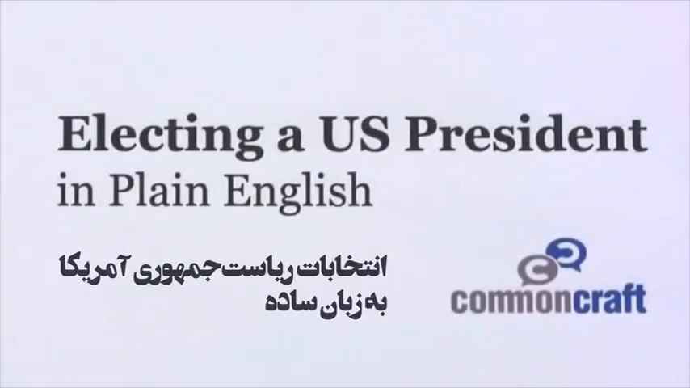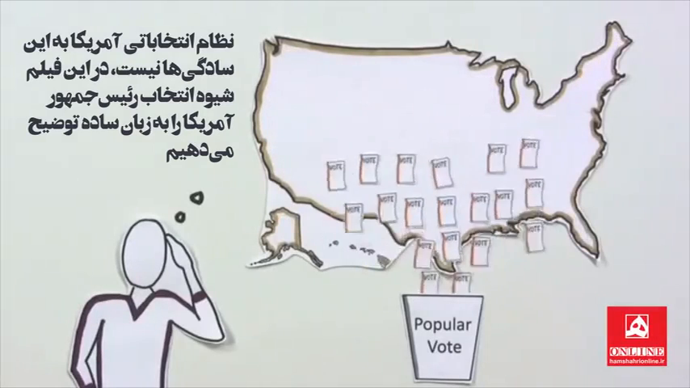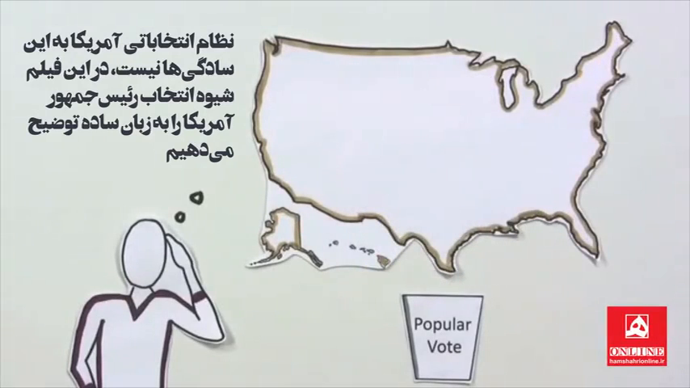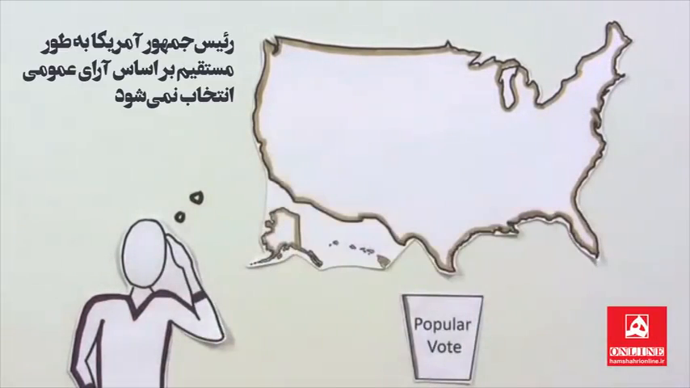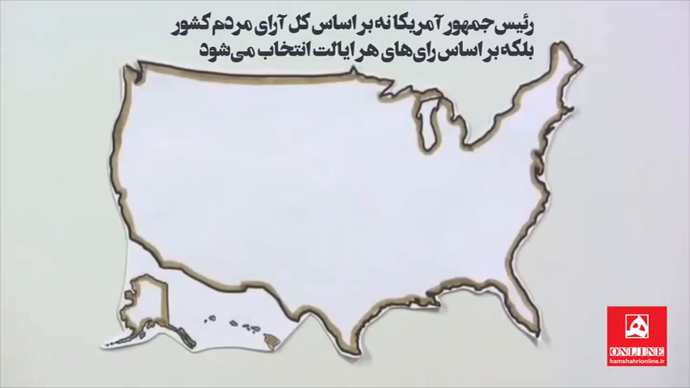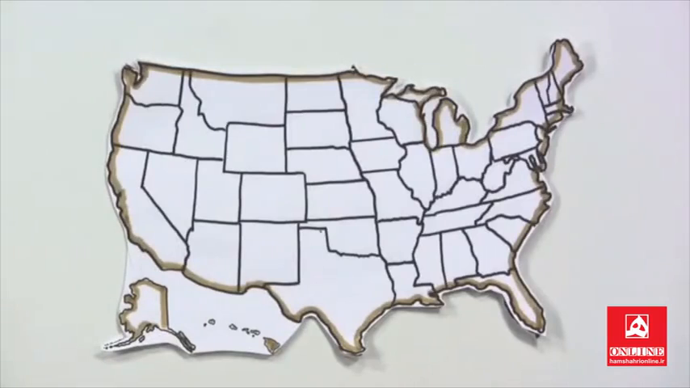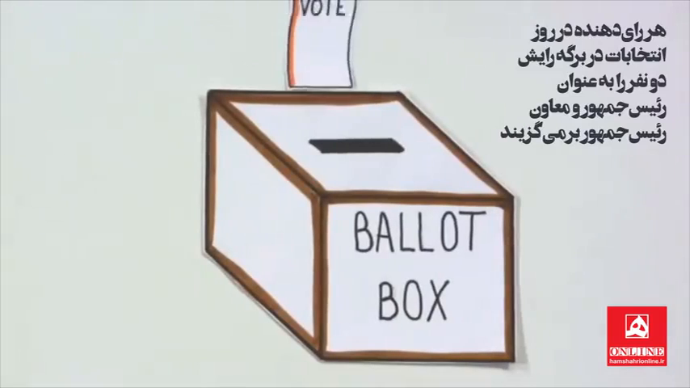This is electing a U.S. president in plain English. It's easy to imagine every U.S. citizen's vote being counted together on Election Day, but this is not the case. U.S. elections are not decided by the total or popular vote, but individual states. Let me explain. It starts with your vote.